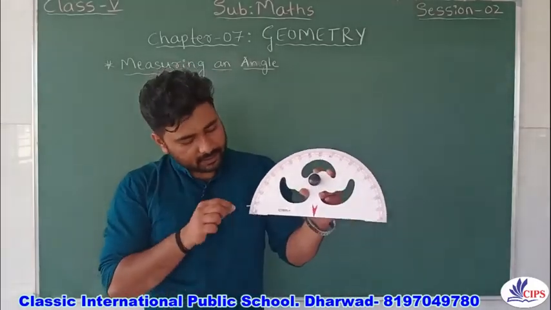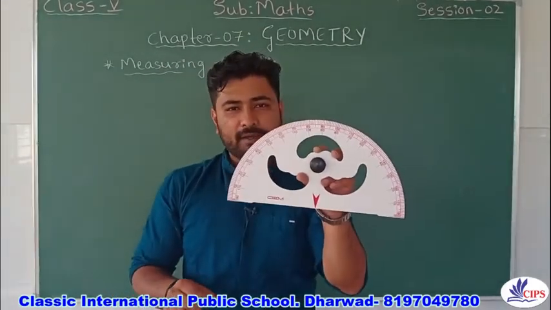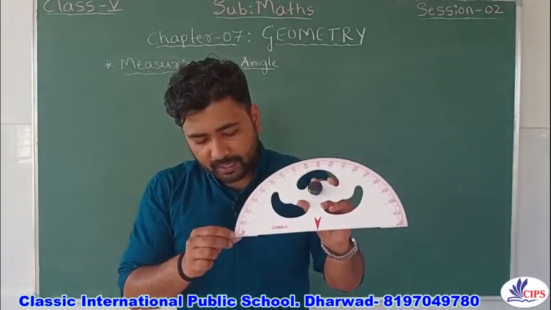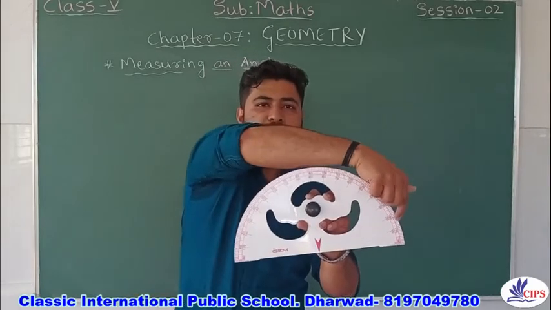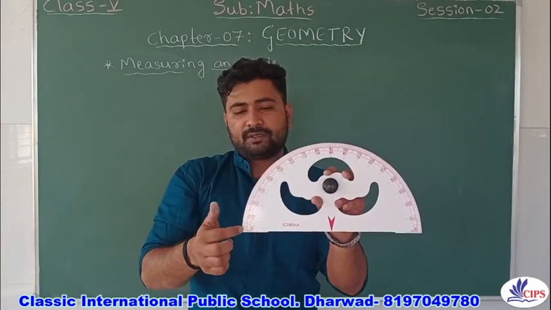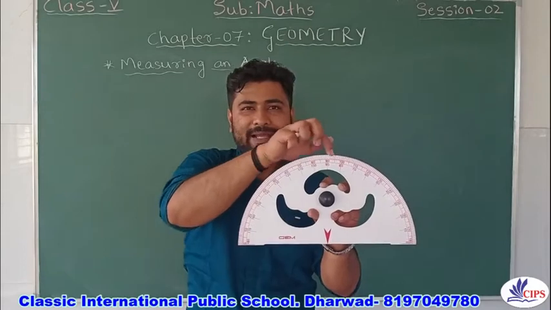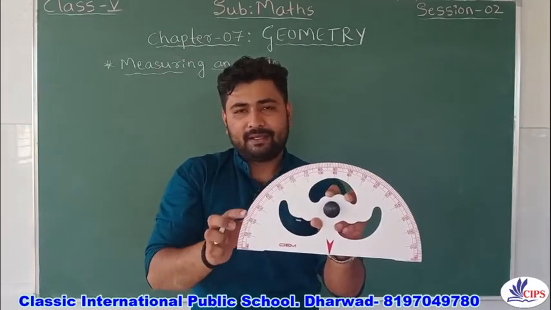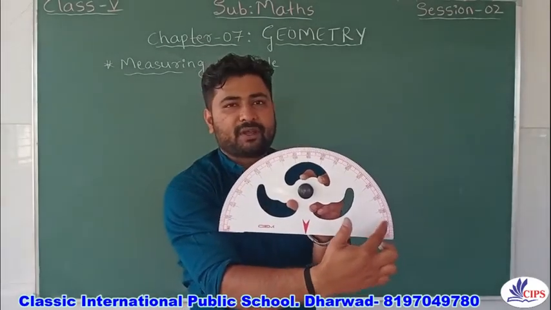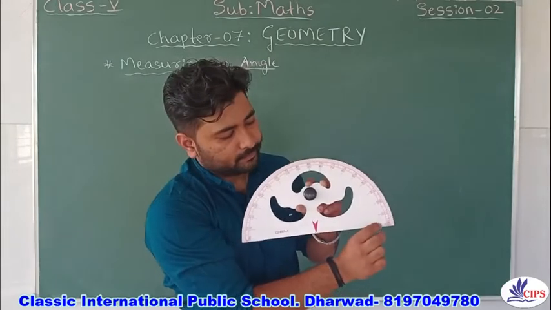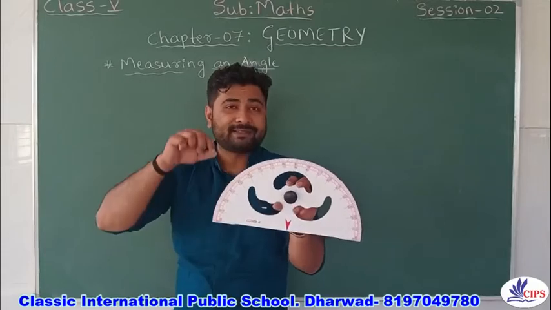See, if you observe, I'm placing it in front of the camera. Can you observe this outer line? From here 0, 10, 20, 90. All these outer angles are on the outer line. And if you indicate the inner line, it is from right to left, the inner line. See here, 0, 10, 20, 30. If you observe a protractor, you'll find the same thing.